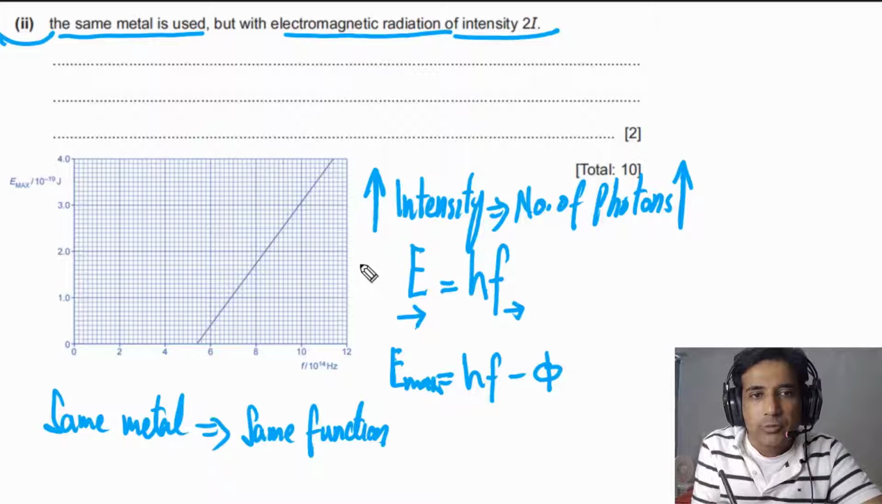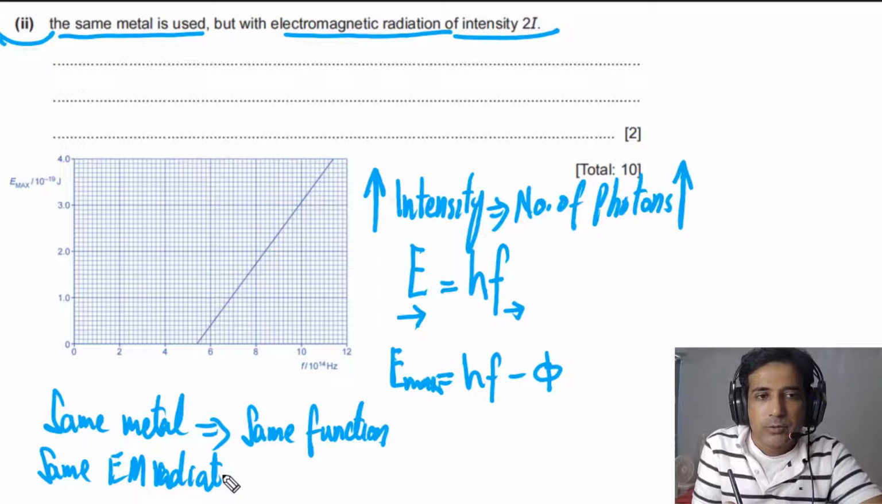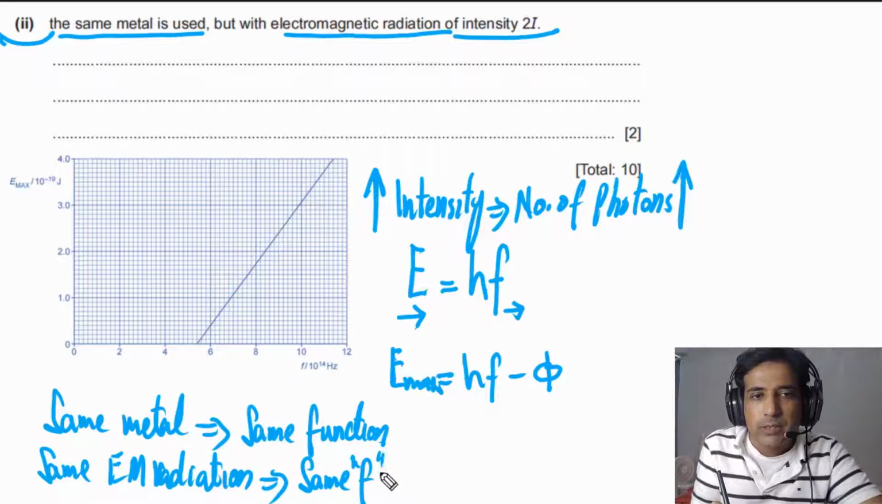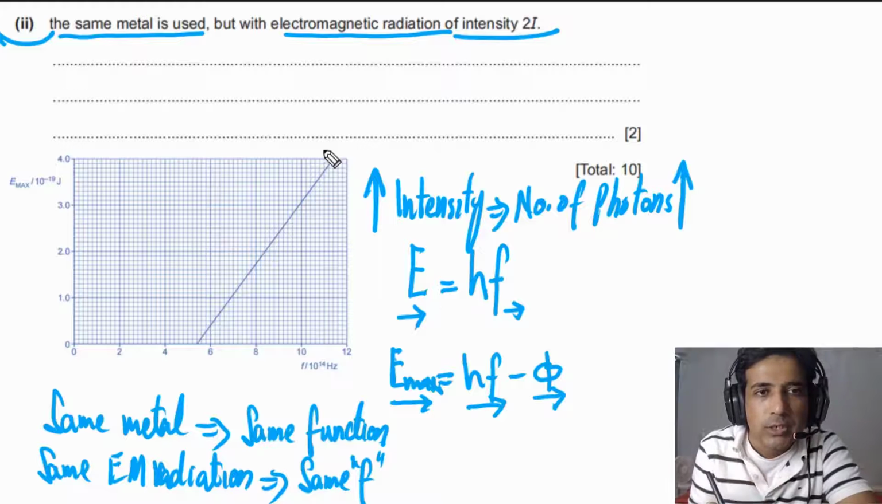As the electromagnetic radiation is the same, it means the frequency is also the same. So same EM radiation means same frequency. If frequency is the same and work function is the same, there is no change. So the maximum kinetic energy will also be the same. So it simply means that there is no change in this line.